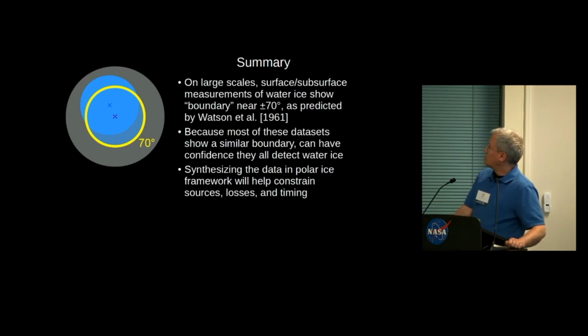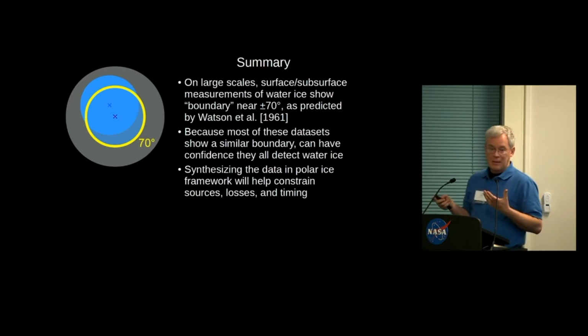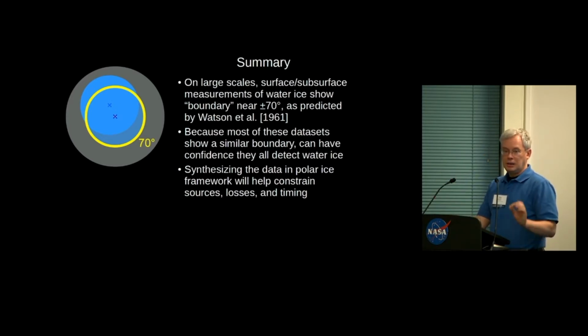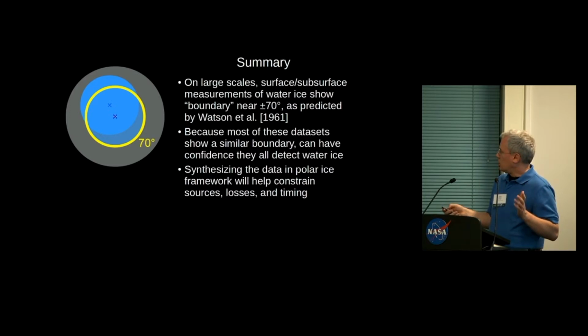So, in summary, on large scales and multiple data sets, you see what appears to be, if you will, an ice cap boundary at 70 degrees. And this was predicted a long time ago, the first time we considered even very tiny PSRs as a function of latitude. Now, because we're looking at multiple data sets, which are looking for water in very different ways, and they all see what appears to be an ice cap boundary at around 70 degrees, it's a pretty good indication that they're looking at the same thing, and that we could be looking at one large feature here.